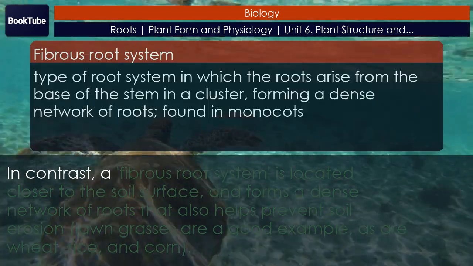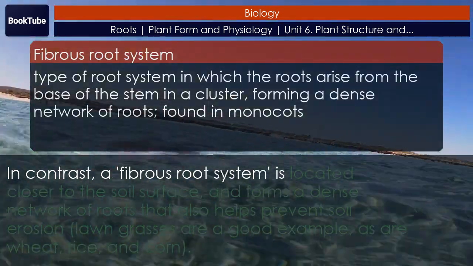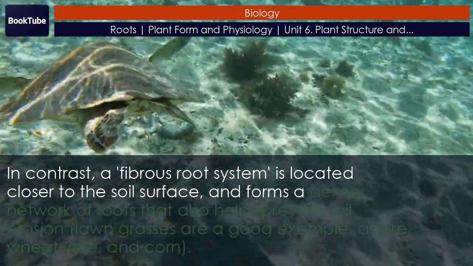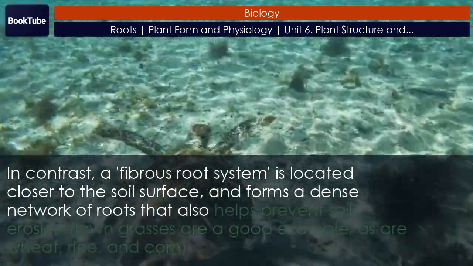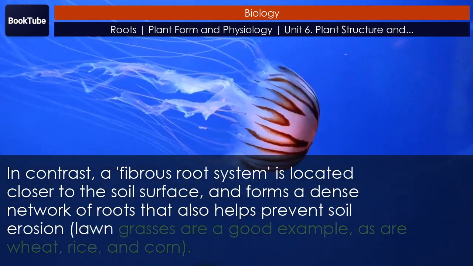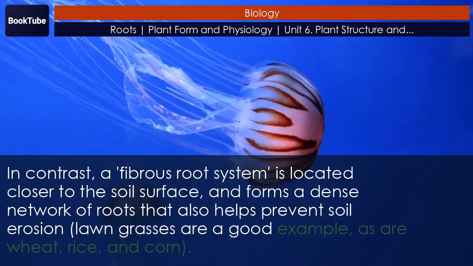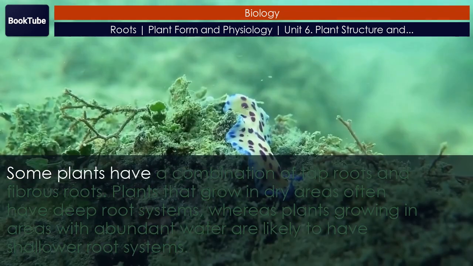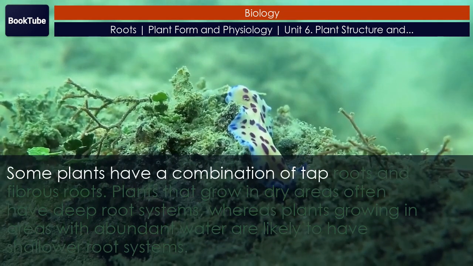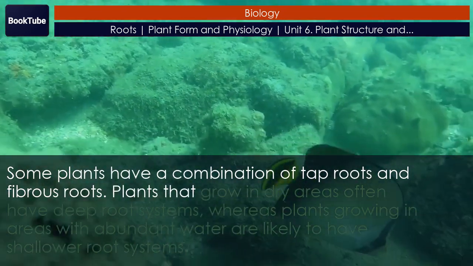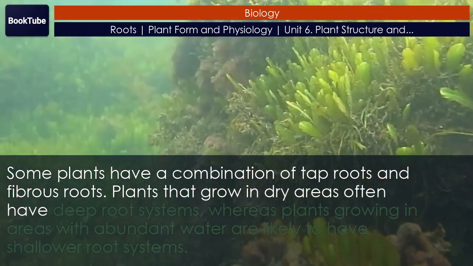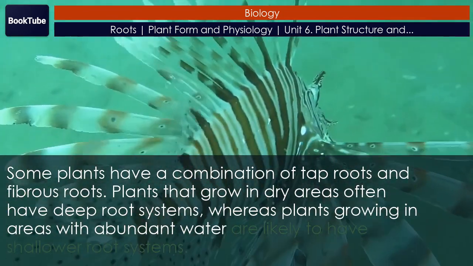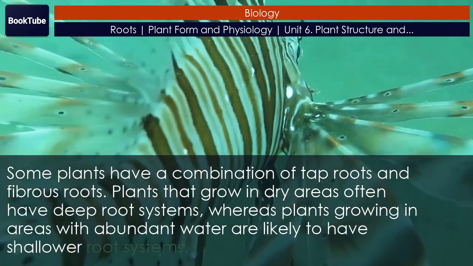In contrast, a fibrous root system is located closer to the soil surface and forms a dense network of roots that also helps prevent soil erosion. Lawn grasses are a good example, as are wheat, rice, and corn. Some plants have a combination of taproots and fibrous roots. Plants that grow in dry areas often have deep root systems, whereas plants growing in areas with abundant water are likely to have shallower root systems.